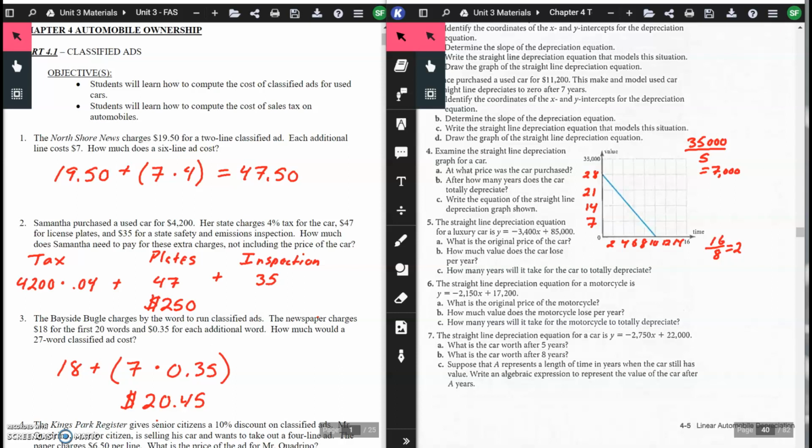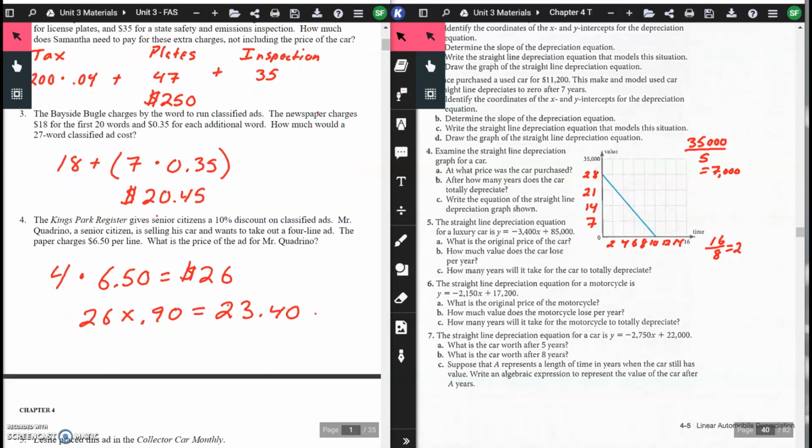Problem 2. Samantha purchased a used car for $4,200. Her state charges 4% tax for the car, $47 for license plates, and $35 for the state safety and emissions inspection. How much does Samantha need to pay for these extra charges? Well, the tax for the car is $4,200 times the 4% tax rate, plus her license plates, which are $47, plus her inspection, which is $35. Okay, so multiply 4,200 times 0.04 first, then add on 47, then add on 35, gives you $250.